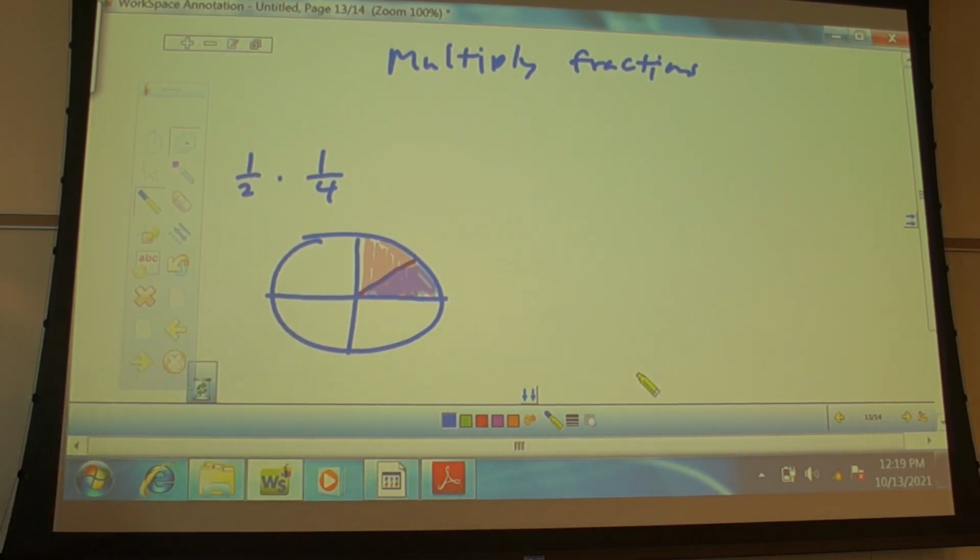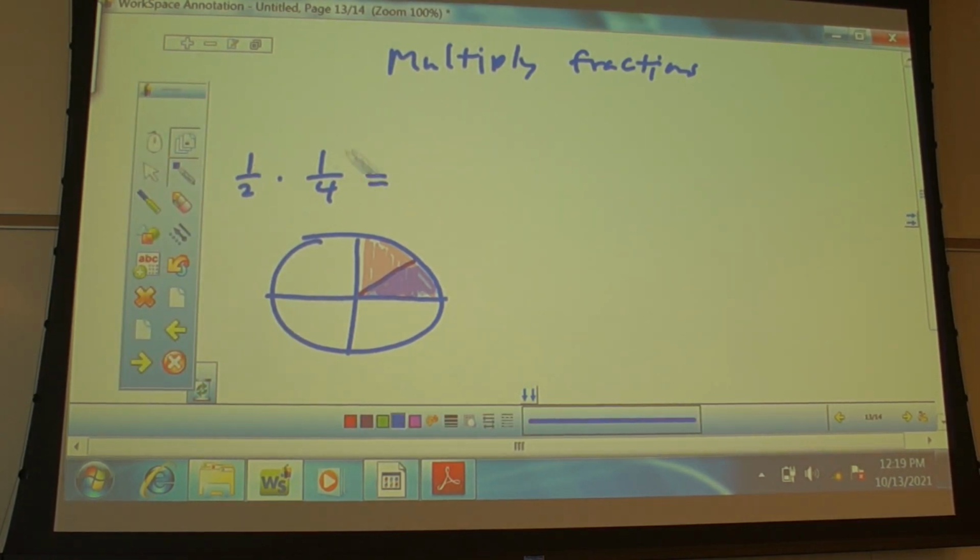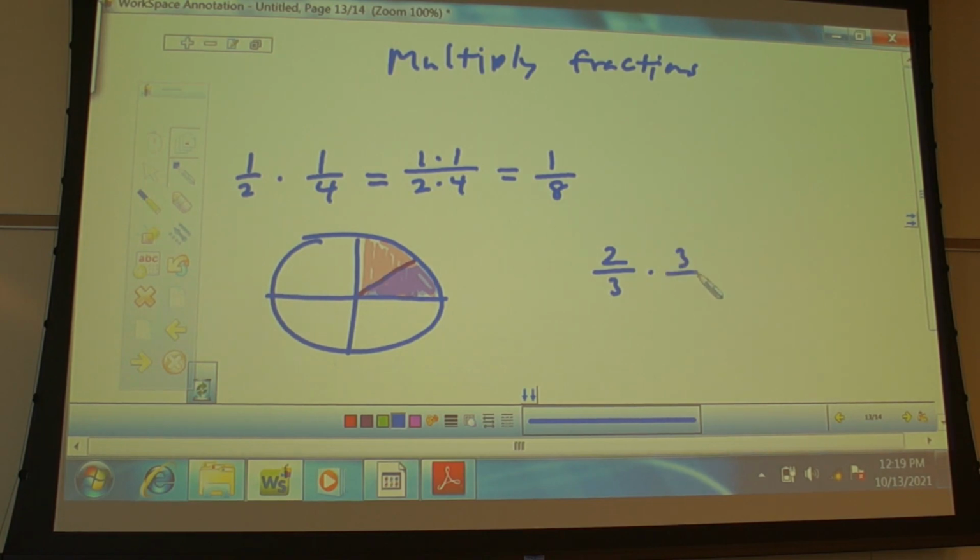All right, so when we multiply fractions, what we do is you multiply the numerators. So this becomes 1 times 1, and multiply the denominators, 2 times 4. 1/8. So if I have 2/3 times 3/4, what would that be? Top is 2 times 3. The bottom is 3 times 4. 6/12. 6 over 12. And then you reduce it?